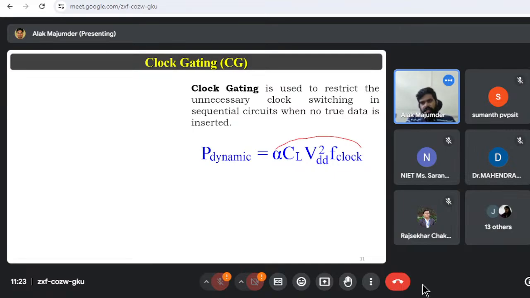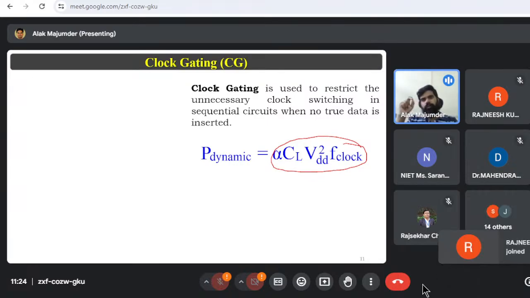If we know the power dissipation, I mentioned in the morning session that power dissipation has a few components: dynamic power, static power, and also leakage power, right? The dynamic power equation is alpha C VDD square F, where alpha is the switching activity, CL is the load capacitance, VDD is my supply voltage, and F is the frequency of the clock signal.